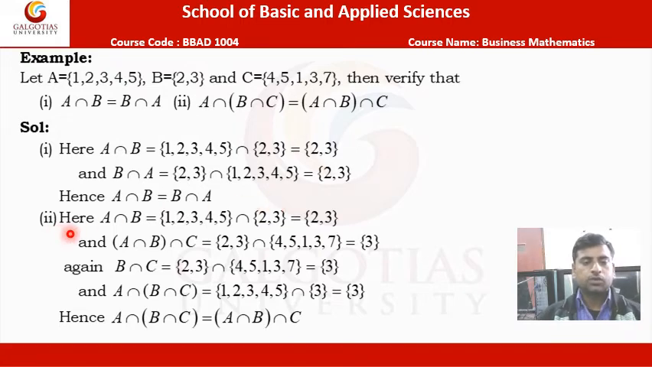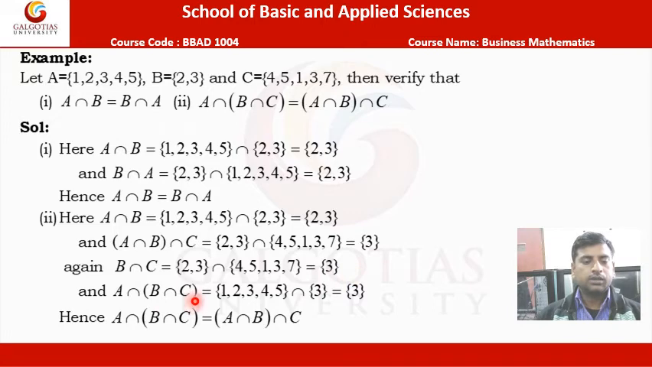To solve the second problem, we find A intersection B, which we have already found, that contains the elements 2 and 3. After that we take the intersection of A intersection B with respect to C. That means we take the common elements between A intersection B and C. So this is the set A intersection B and this is the set C. The common element is only 3. Again we will find the intersection of A, B and C. So this is set B and this is set C, and the common element between B and C is 3.